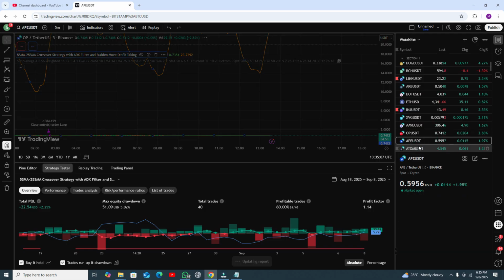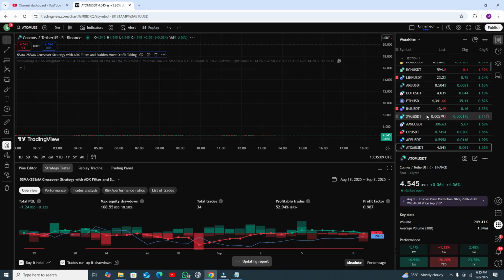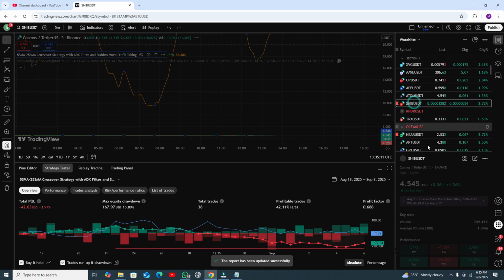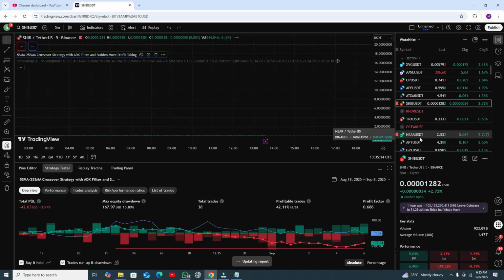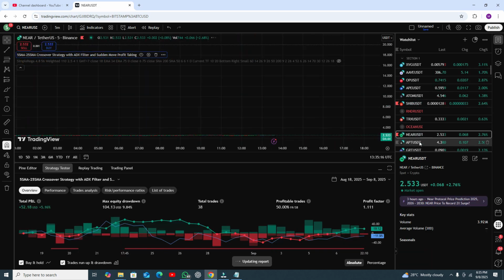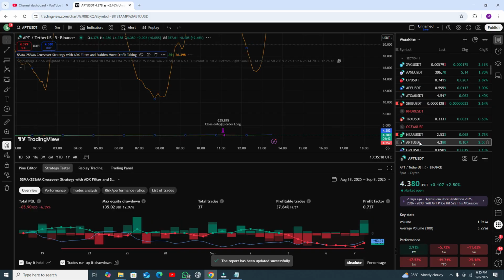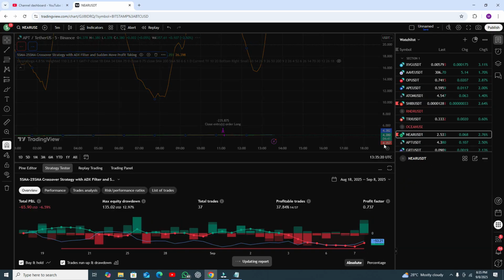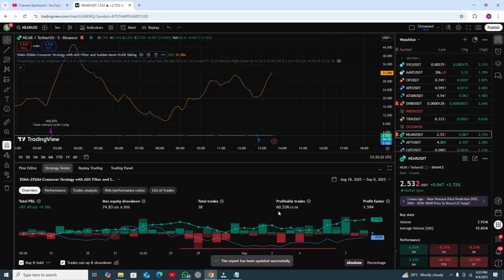Okay, APE, you will find different accuracies in different pairs. Like here, 60% accuracy. In NEAR accuracy was good here, around 61%, and $100 profit, about 10% profitable, and 6.95% drawdown. Okay, that's fine, that's not a problem.